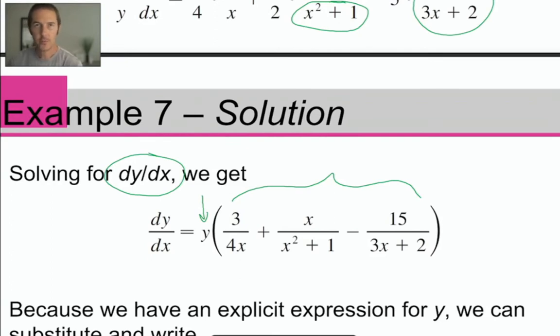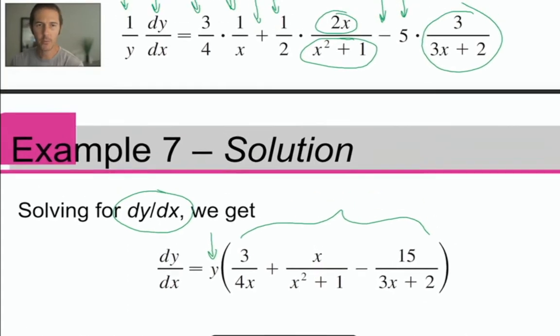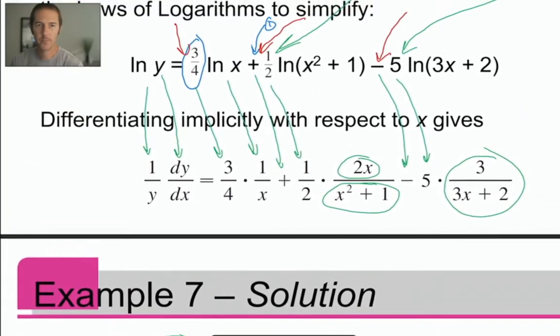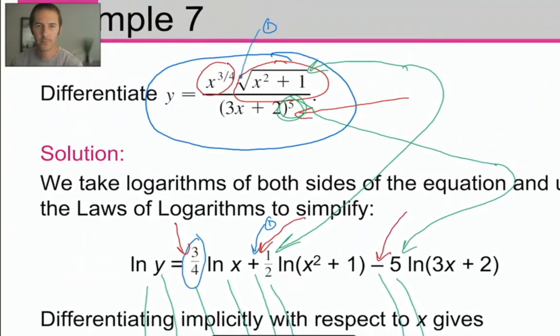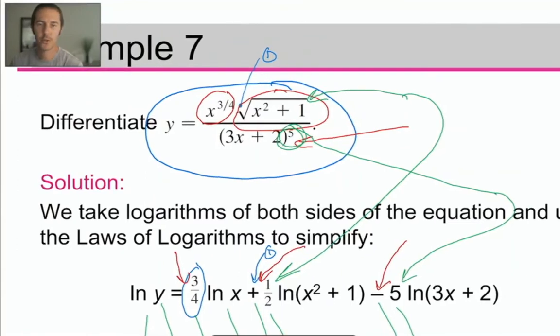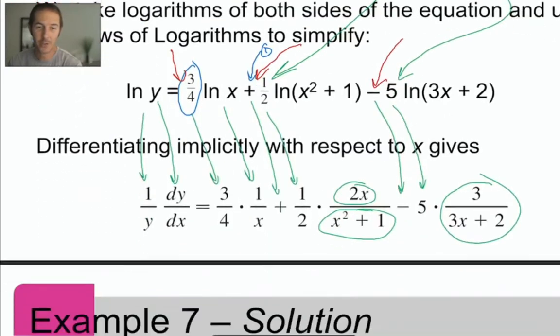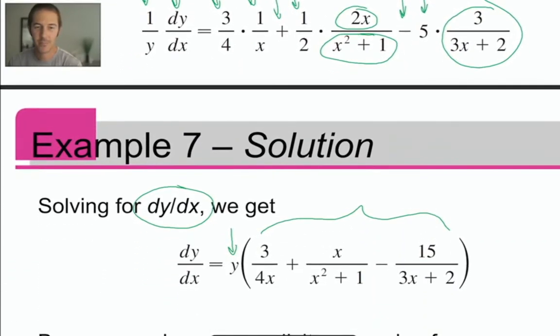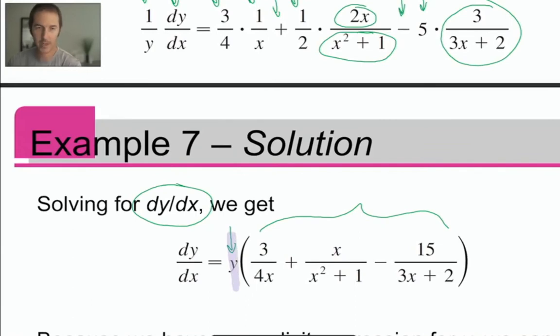Now our answer is supposed to be in terms of x. We're not supposed to have any y variables on the right-hand side of this equation. Otherwise, we're done. We've solved for dy over dx. But what's up with the y value? Do we know what y equals? We sure do. This is our y value. So we're going to substitute the right-hand side of that equation in place of this y value right here.